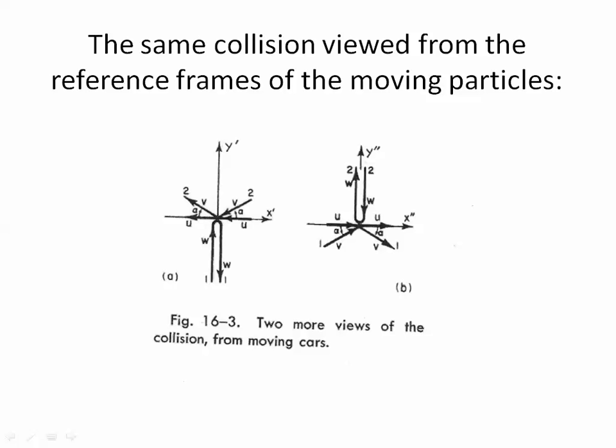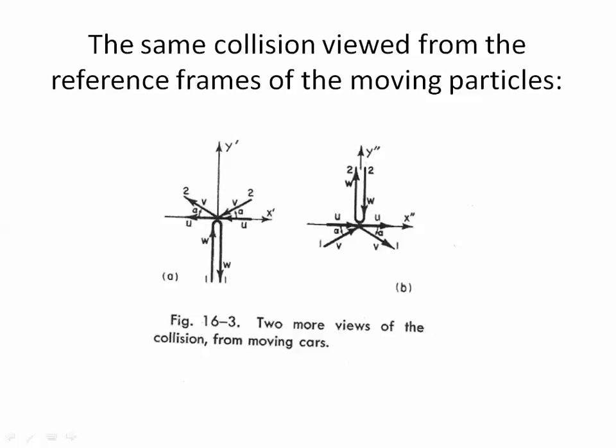The left and right sides of the diagram are symmetric. In A, the reference frame S' is moving to the right. In B, the reference frame S'' is moving to the left. In S'', it is object 2 that has motion only in the vertical direction, and object 1 that has an x'' component of motion.